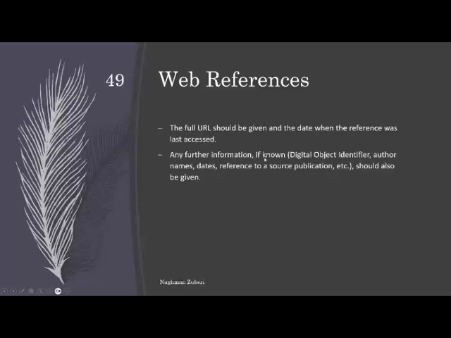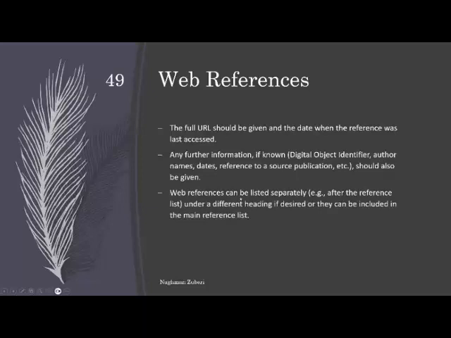Any further information, if known, the digital object identifier, author names, dates, reference to a source publication, etc. should also be given. Web references can be listed separately, for example, after the reference list under a different heading if desired, or they can be included in the main reference list. It doesn't make a difference unless specified by some journal.